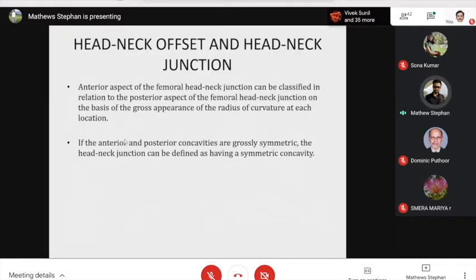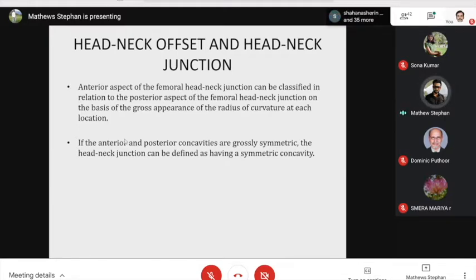Next, coming to head-neck offset and head-neck junction. The anterior aspect of the femoral head-neck junction can be classified in relation to the posterior aspect of the femoral head-neck junction on the basis of the gross appearance of the radius of curvature at each location.